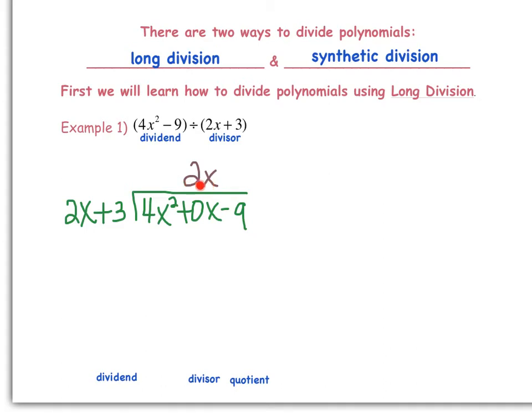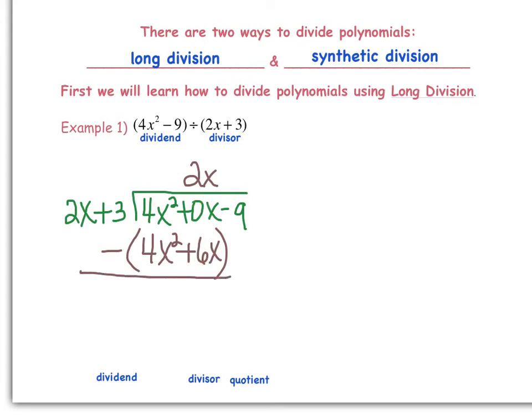Now I'm going to distribute this 2x to both terms in the divisor, and that will look like this. 2x times 2x is 4x squared. And then 2x times 3 is positive 6x. Now I need to subtract each of these terms from the terms above them. To help me do that, I put parentheses around the two terms and a minus sign. The reason is I have to subtract each of these terms, not just the 4x squareds. This is just a reminder that I'm not only subtracting the first terms, I'm also subtracting the second terms.